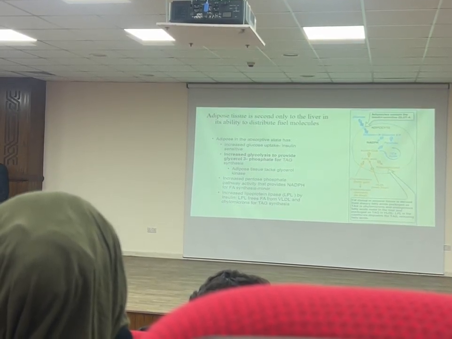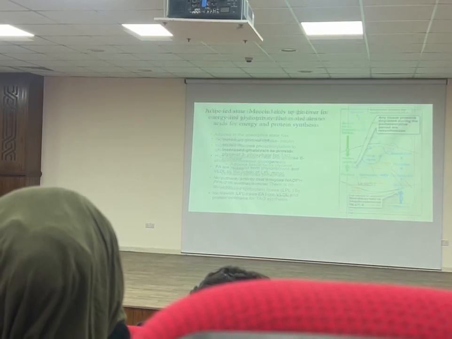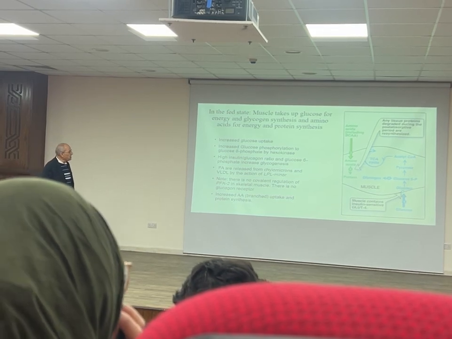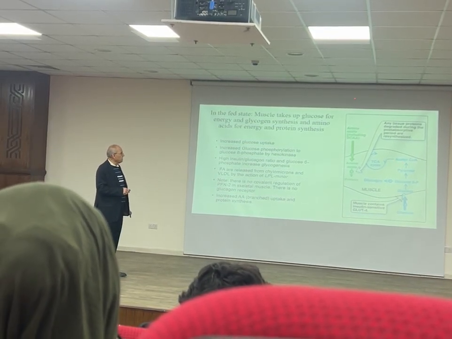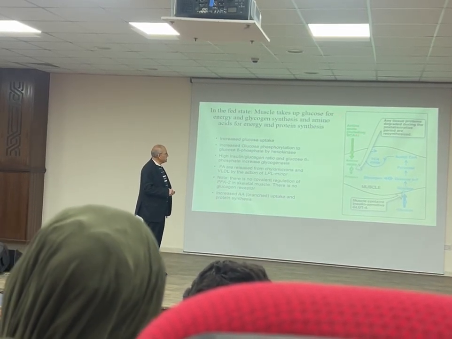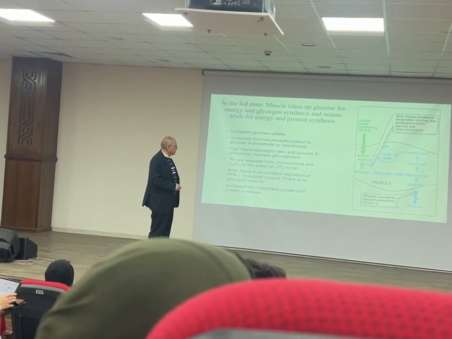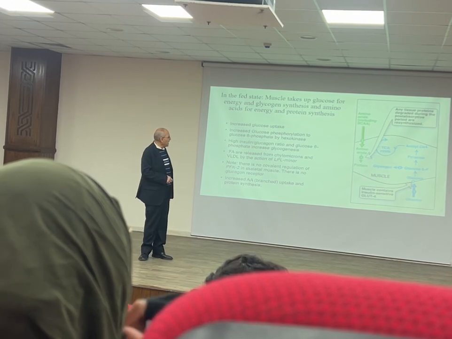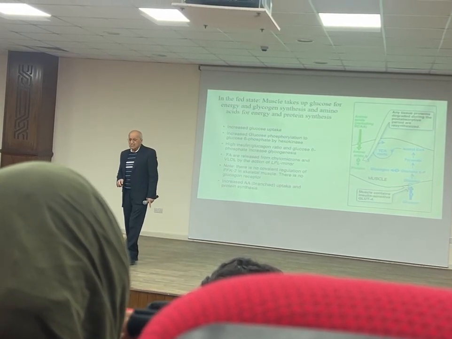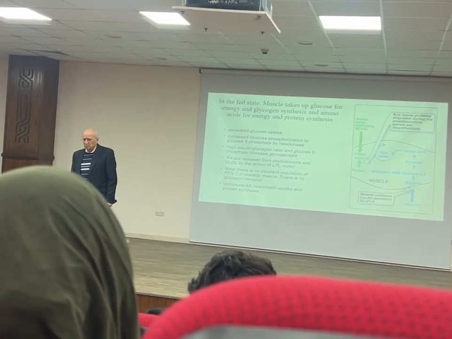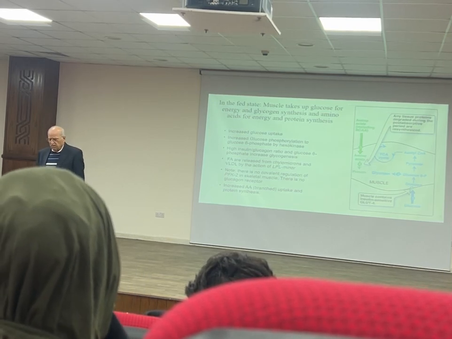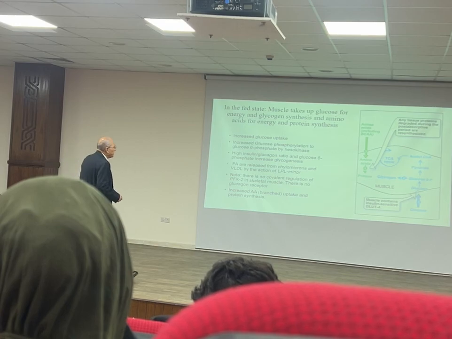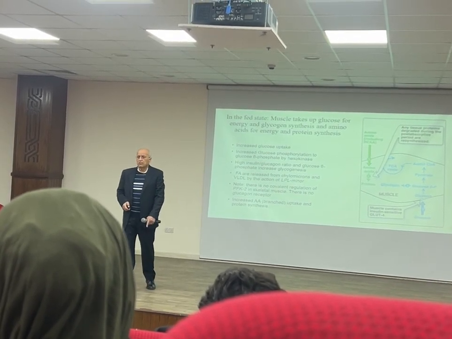Write this down, important. There is no glycerol kinase in adipose tissue. Amino acid uptake increases for protein biosynthesis, especially the branched-chain amino acids. Amino acids such as alanine, we take leucine, isoleucine, and valine, and we take glycerol phosphate from liver.